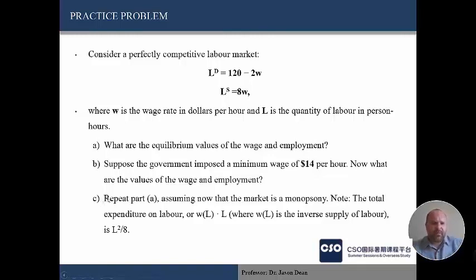And then C, repeat A, but now assume that the market is a monopsony. And note that the total expenditure on labor, or W as a function of L times L, that's what the total expenditure on labor is. W, which is a function of L, times L. And W(L) is the inverse supply of labor. And this thing is equal to L squared over 8. So this is the total expenditure on labor.